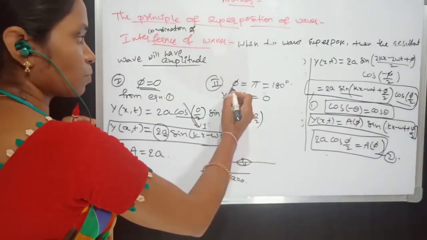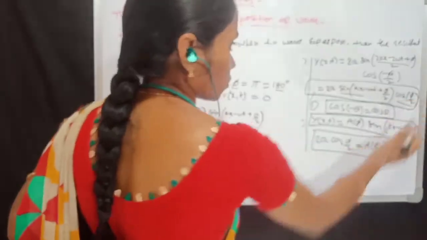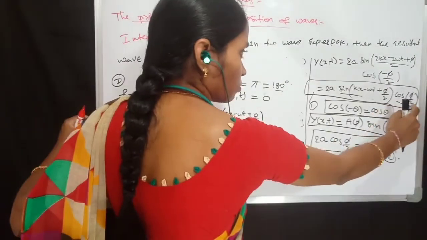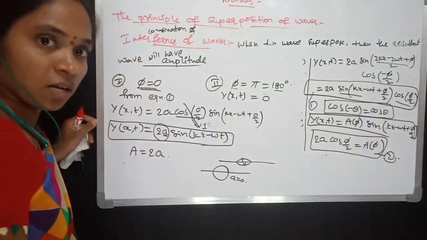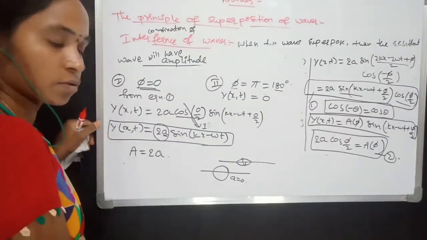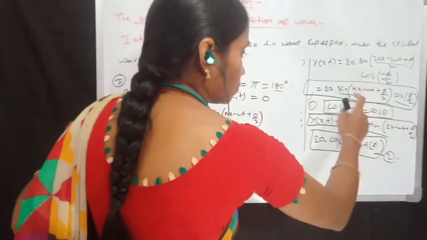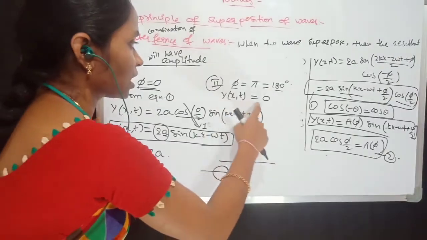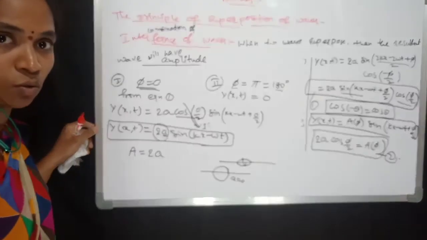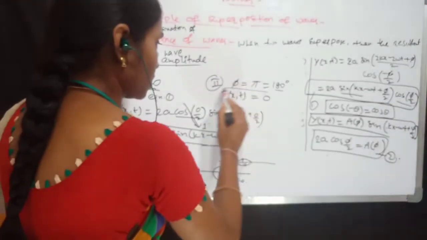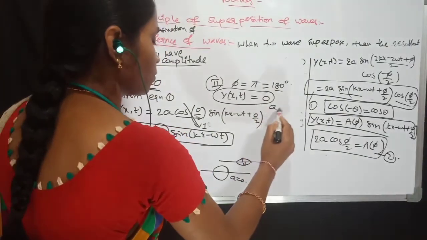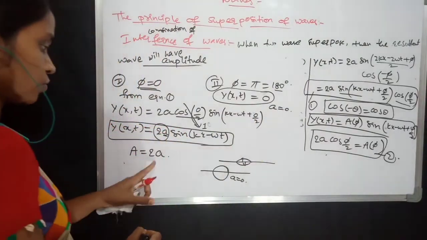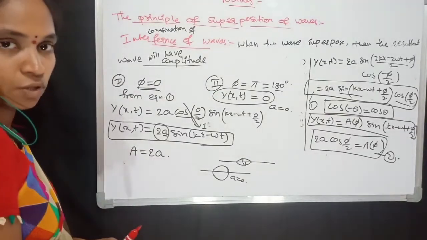You just substitute this phi equals 180 degrees in this equation. Cos 180 by 2, that is cos 90, is equal to 0, and 0 into sine will be equal to 0. Therefore, this resultant displacement will be equal to 0. Here the amplitude is equal to 0 and here the amplitude is twice the initial amplitude.